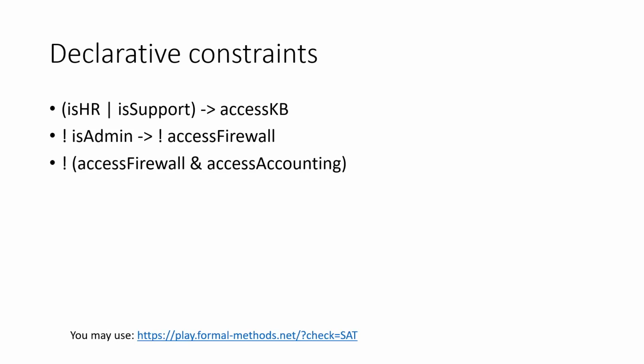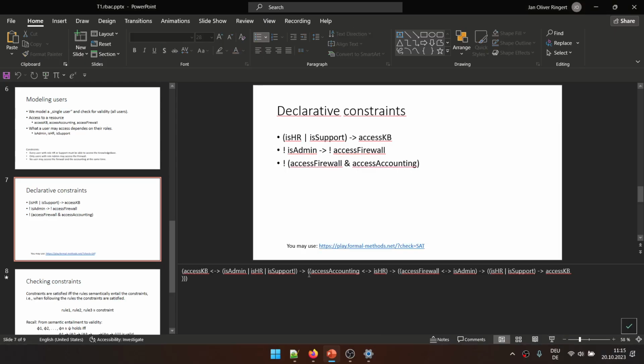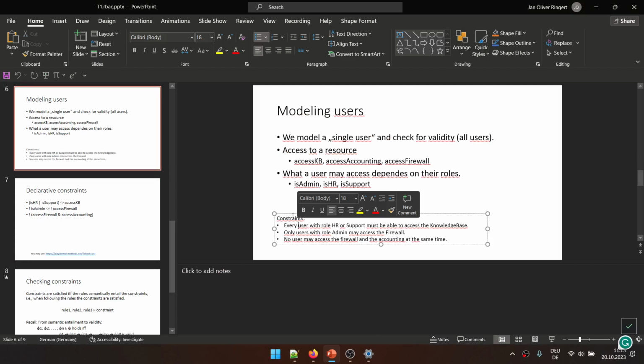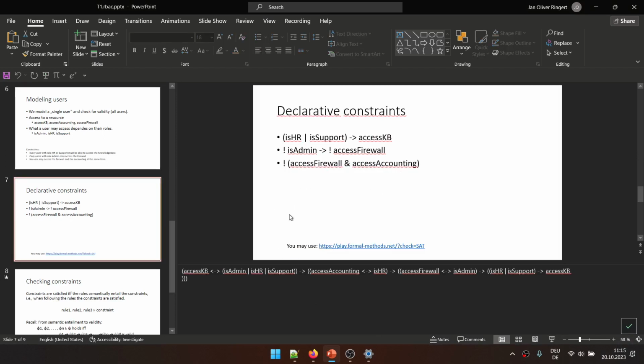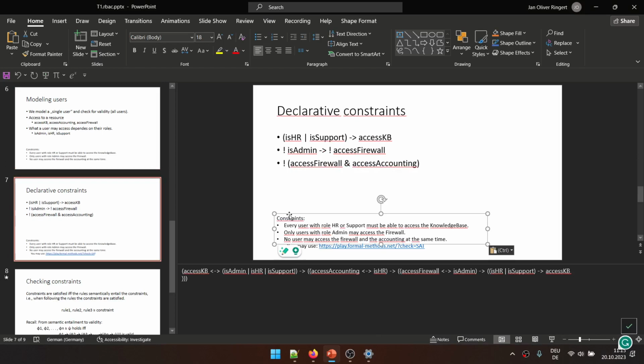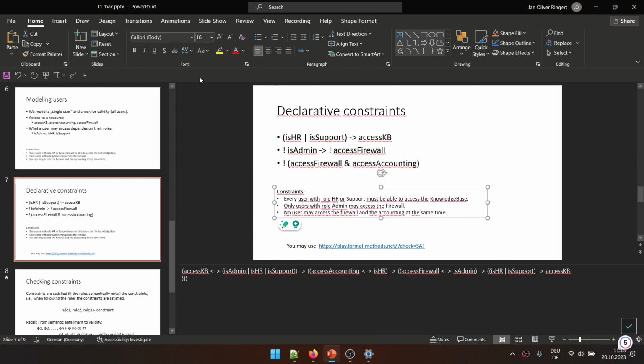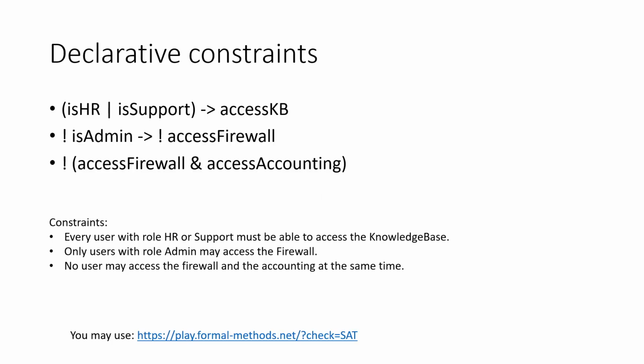I should have copied the text. Let me copy the text as well. So we have these constraints. I'll just copy them so we have it side by side. So now we can just quickly read this and match it with this, or the other way around.